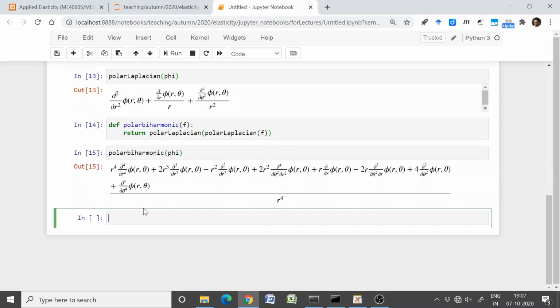Now see, if you were to check these terms manually, you will realize that there is no way to simplify this further. I repeat, there is no way to simplify this further. And if you had to go from this polar Laplacian to this polar biharmonic manually on a piece of paper, how much labor you would have to undergo. All of that is bypassed by outsourcing the algebra to Symbolic Python. So it's a big help.